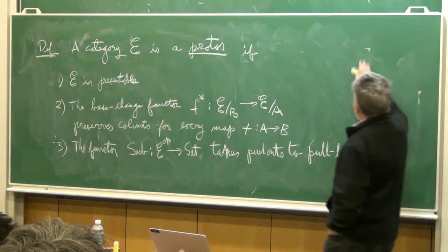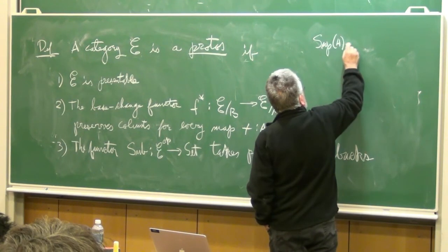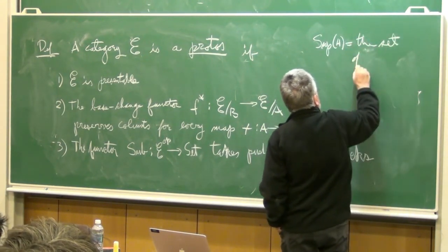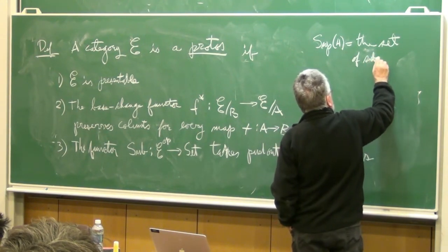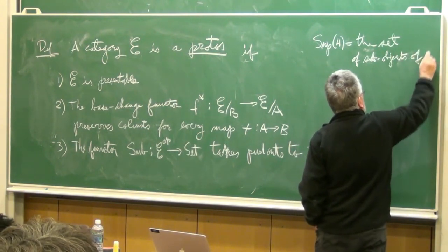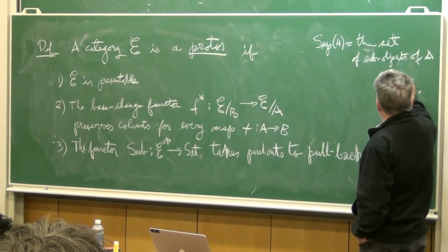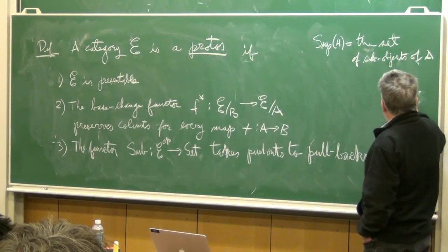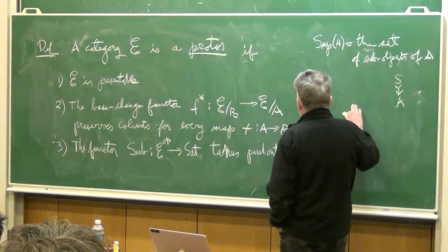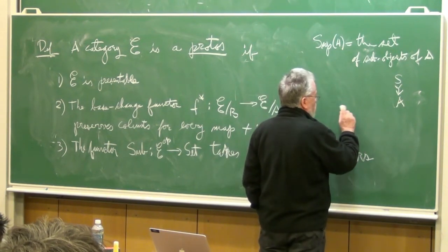So Sub A is the set of sub-objects of A. A sub-object of A is defined by a monomorphism with target A in the category. There is a monomorphism, and you can pull back a monomorphism along a map, and it's again a monomorphism.